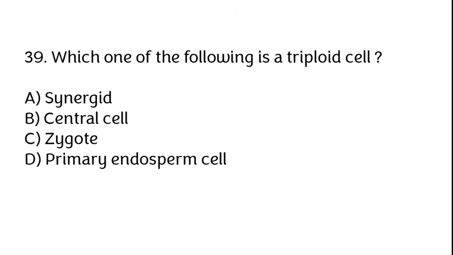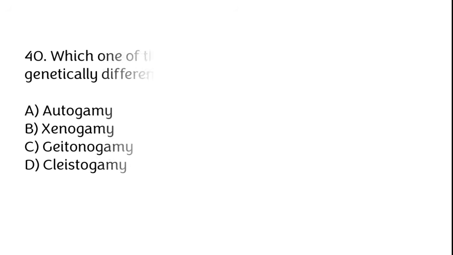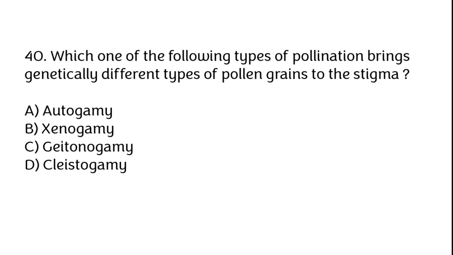Which one of the following is a triploid cell? Correct answer is D. Primary endosperm cell. Which one of the following types of pollination brings genetically different types of pollen grains to the stigma? Correct answer is B. Xenogamy.